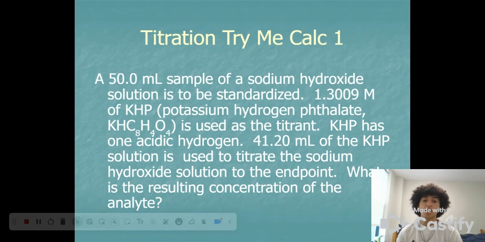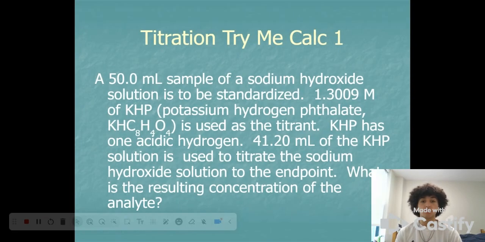Now this is a classic titration calculation, standardizing an NaOH solution using KHP. KHP stands for potassium hydrogen phthalate, and it's a very common primary standard, meaning it's a very pure, stable solid whose molar mass is precisely known. KHP has one acidic hydrogen, so it reacts 1-to-1 with NaOH. Given 41.2 milliliters of 1.3009 molar KHP, the analyte is 50 milliliters NaOH with an unknown concentration.